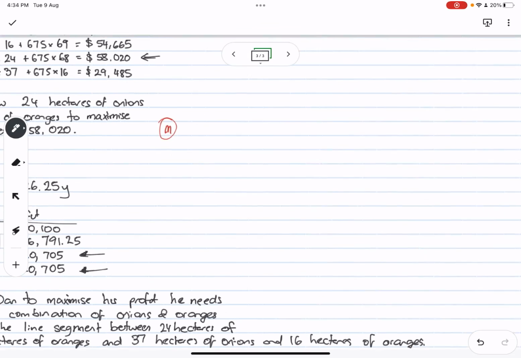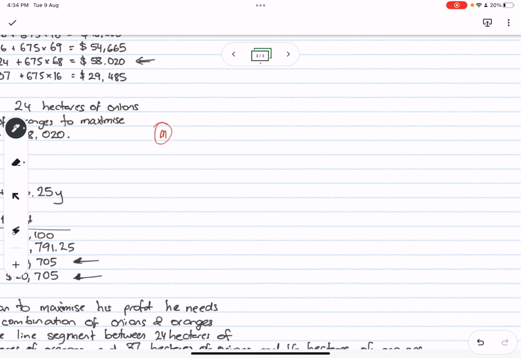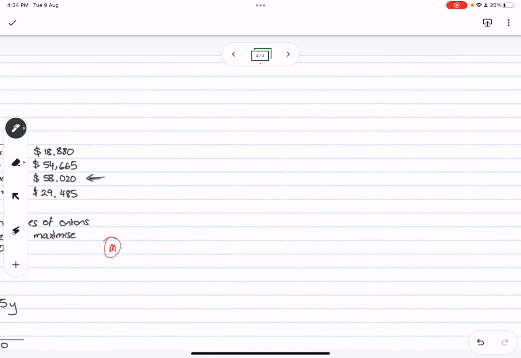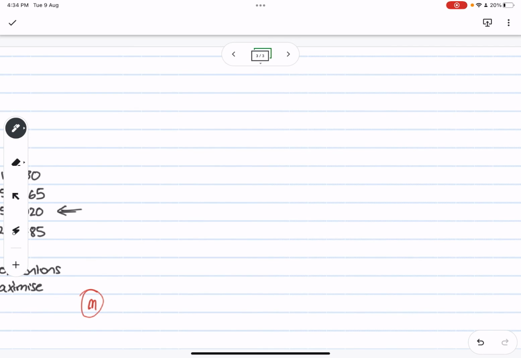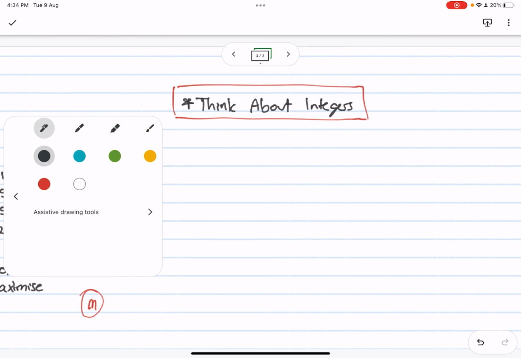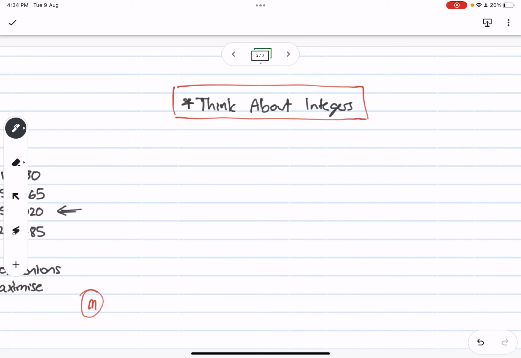Okay, now we want to think about a few more things here. At this point, you want to think about whether or not integers are important. In this particular case, integers are not important because you can plant half or a quarter or 10% or any fraction you'd like of a hectare, and that's okay. So in this case, integers aren't important, but you do need to be thinking about it if they are.